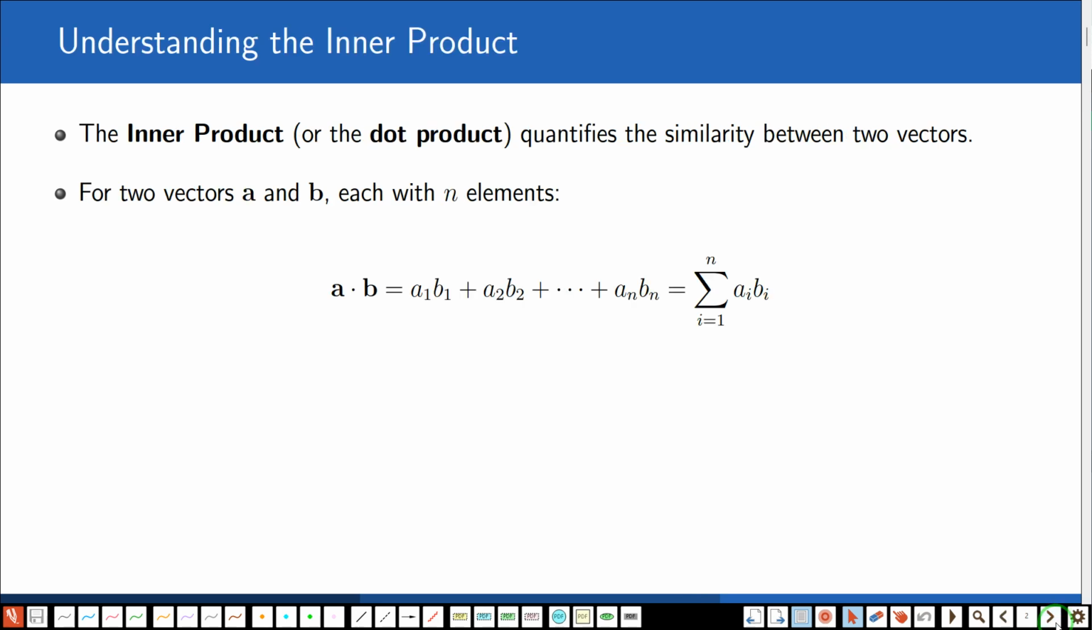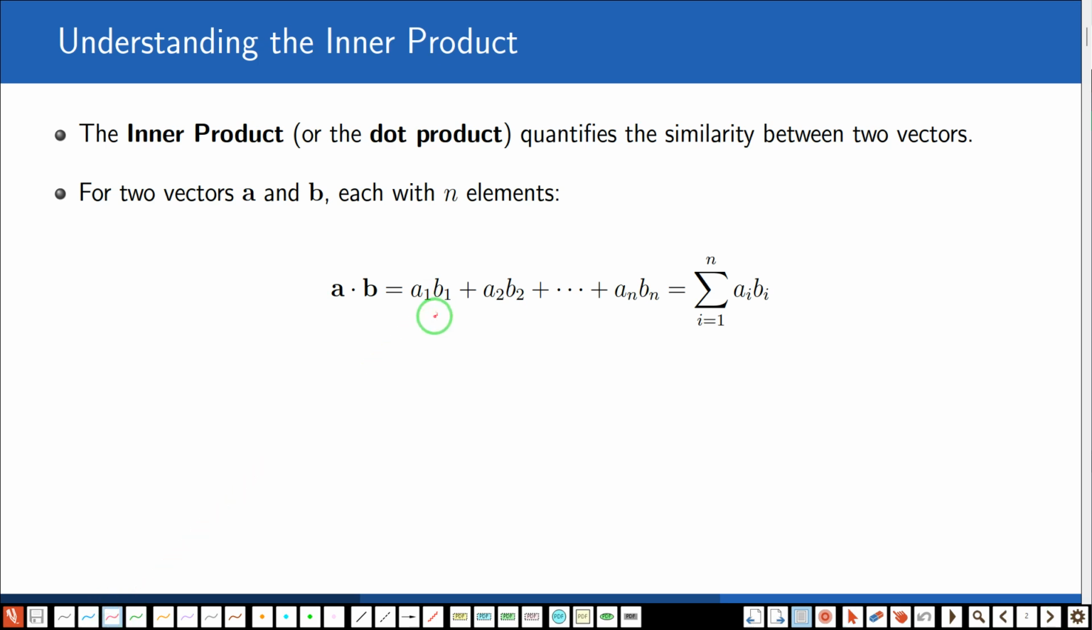Inner product is actually a very simple operation between two vectors, and sometimes we call it dot product. You can use that name as well, and it quantifies the similarity between two vectors. Assume that you have two vectors a and b, and they have the same size, with n elements. You just multiply the first element of the two vectors, the second element of the two vectors, and then add up all of these product terms.